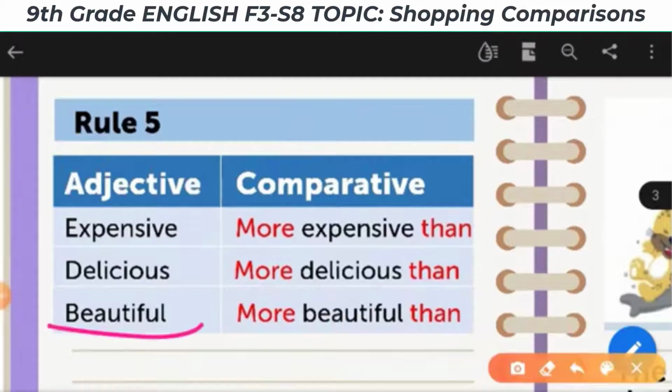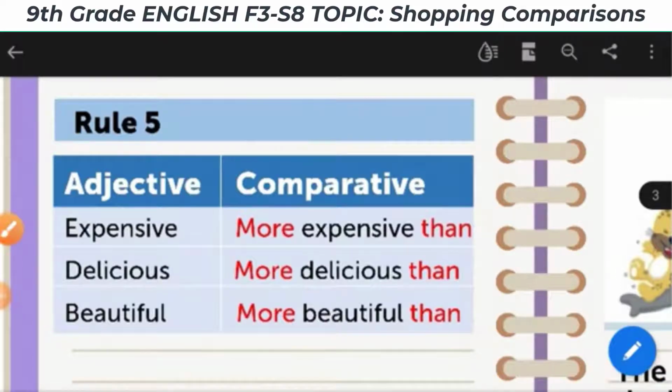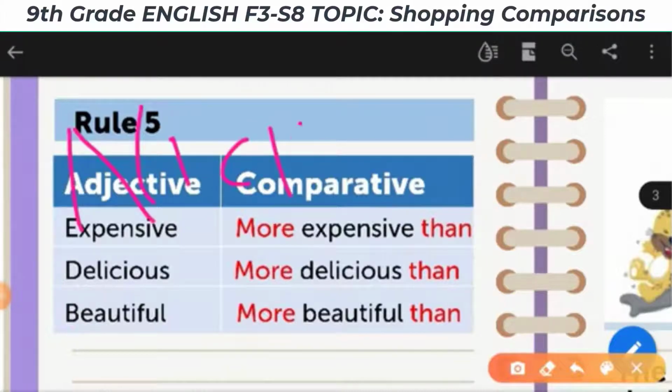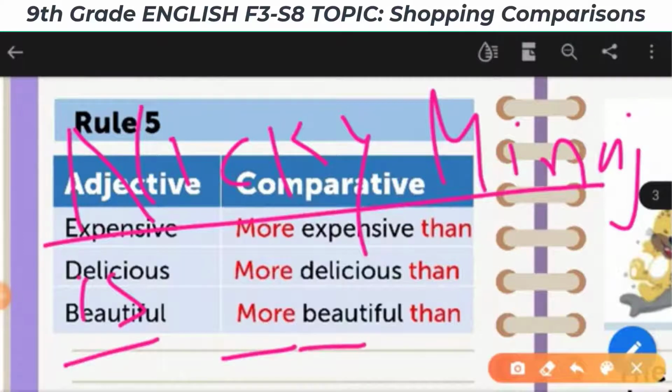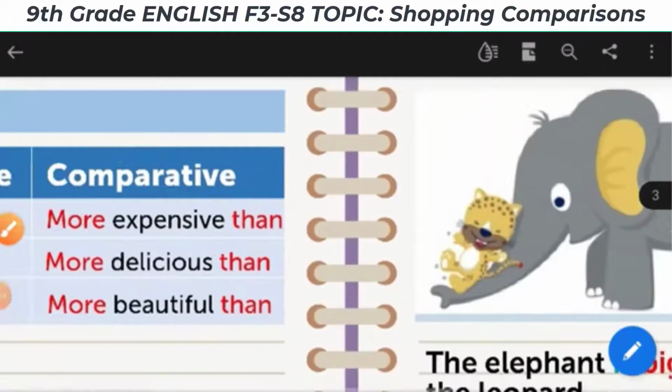Now, beautiful. Now, one more example. Nicki Minaj, for example, Nicki Minaj, yes, is, ¿por qué is? Porque solo estamos hablando de una Nicki Minaj, yes? Nicki Minaj is more beautiful than Becky G, for example, yes? Nicki Minaj is more beautiful than Becky G, okay? That will be one example, okay?